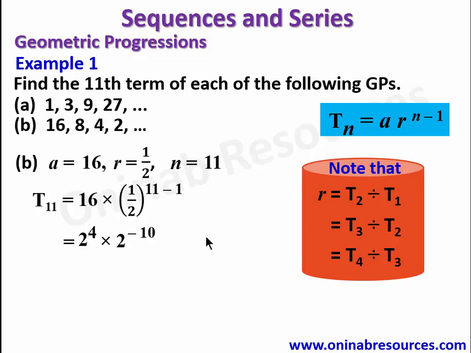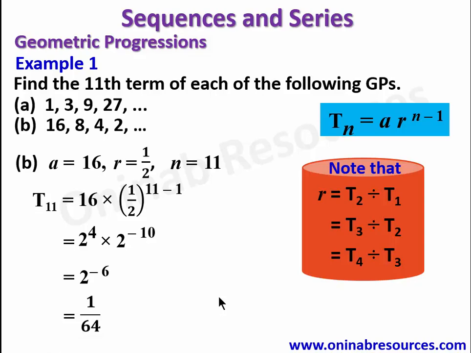Please check our videos on Onina resources to get the concept of indices. We've treated it fully there. Now we apply law of indices. Since they have the same base, what we do is we add the indices, since this is multiplication. So 4 plus negative 10 will give us negative 6. We'll now have this as 2 raised to power negative 6, which gives 1 over 64, since 2 raised to power 6 is 64, and because of this negative index, we have it as a fraction. And that's the end of the solution to example 1.